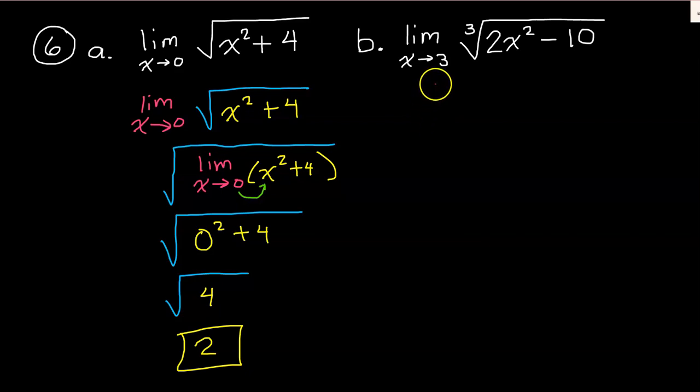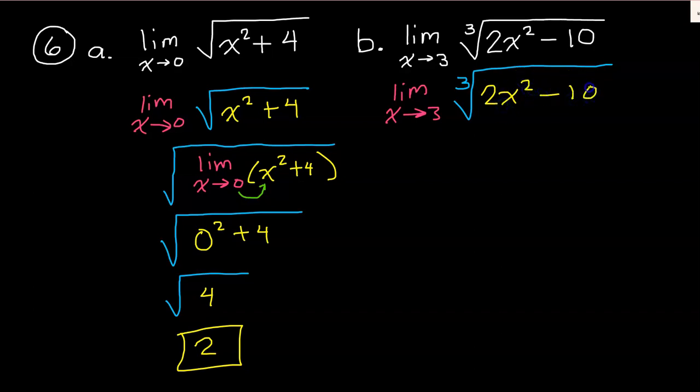Let's do one more. The limit as x approaches 3 of the cube root of 2x squared minus 10. Again, this is a composite function where 2x squared minus 10 is the inner function and the cube root is the outer function. So I'm going to go ahead and colorize it so you can follow me very easily. First, we have the limit as x approaches 3. The outer function is the cube root, and the inner function is the 2x squared minus 10.